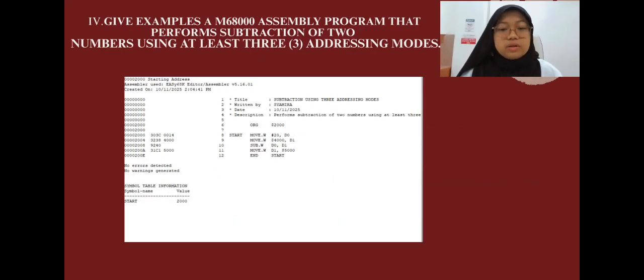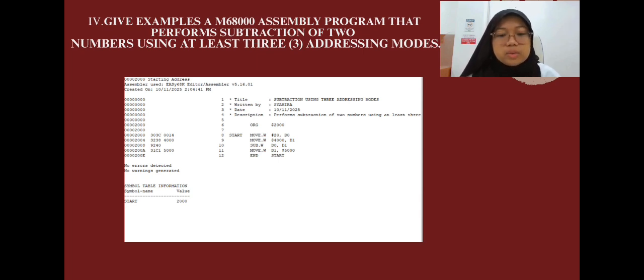For question 4, this is an example of an M68000 assembly program that performs subtraction using at least three addressing modes. In this program, I use immediate addressing, absolute addressing, and register direct addressing. The program starts at memory location $2000. First, I move the value 20 into register D0 using immediate addressing. Then, I move the value stored at memory address $4000 into D1 using absolute addressing.